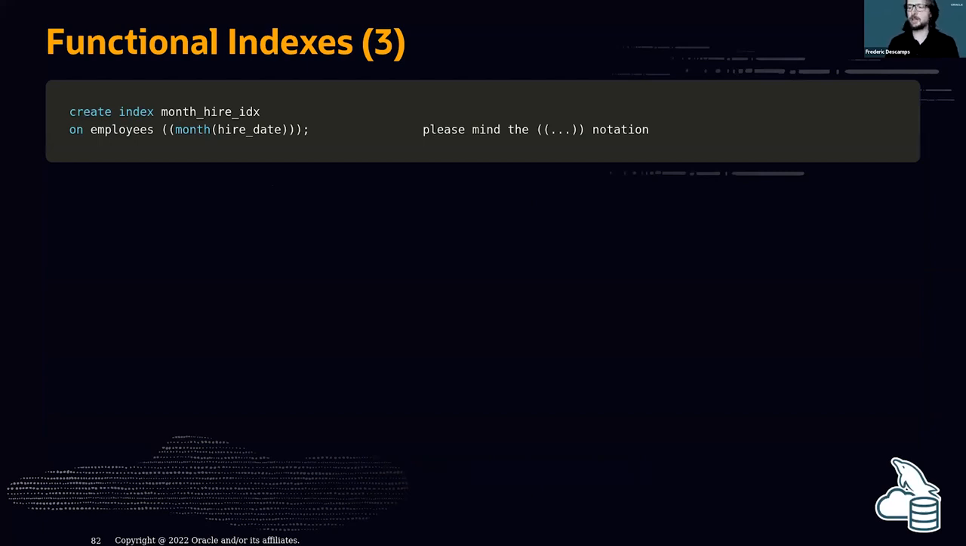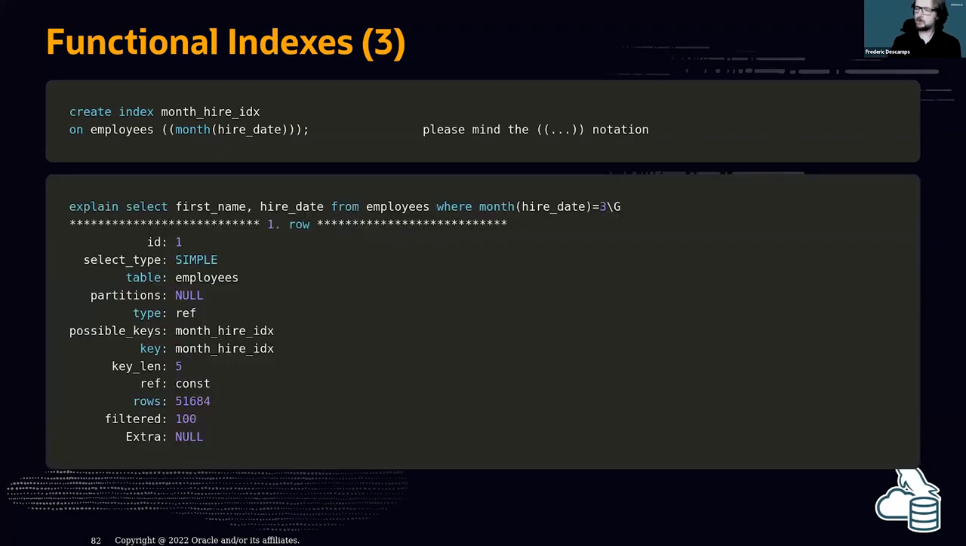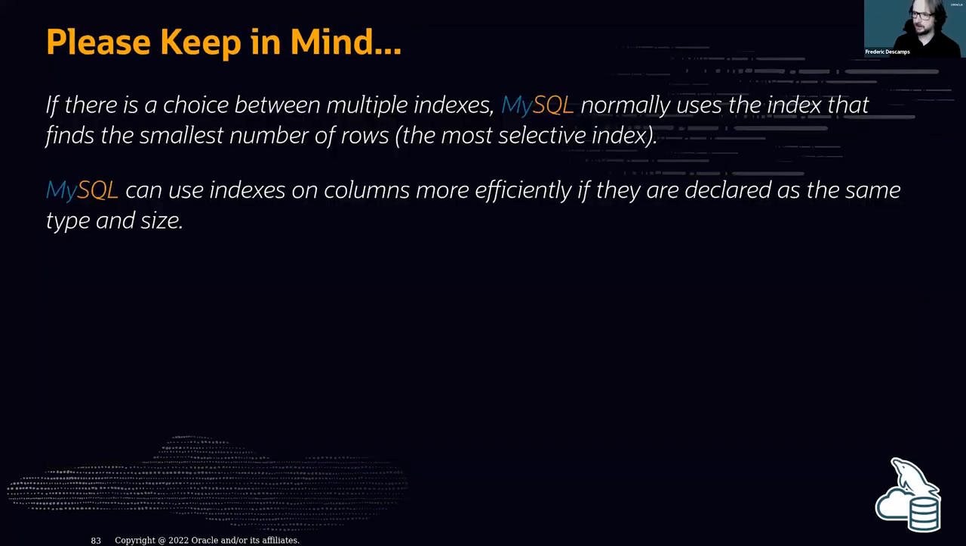But we can create a month hire index on the employee table, and here, mind the double parentheses, we can just create the index using the month function. And now, when we do this, we will use that new index we created, which is a functional index, right? So it is very important, and nice to be able to do this kind of index too in MySQL.